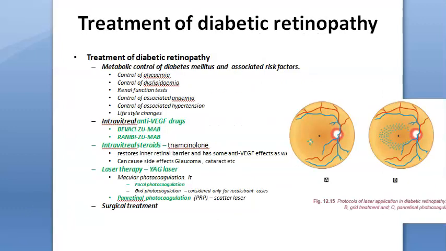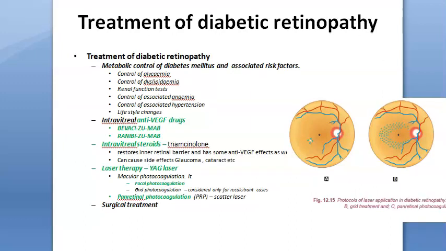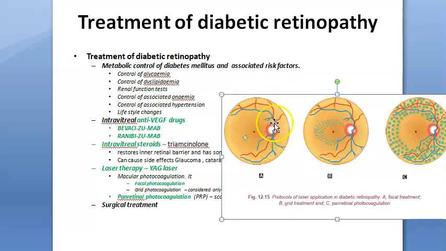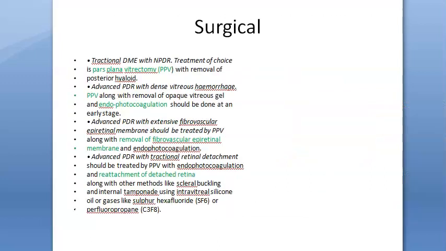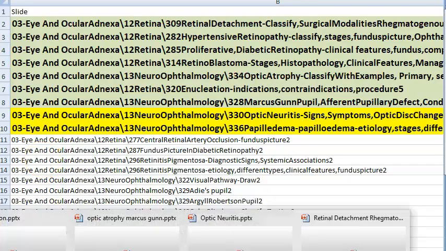Okay. So management, treatment: anti-VEGF drugs, Bevacizumab, Ranibizumab. Okay. YAG laser, photocoagulation. All these photos, do you remember how you are doing? This is focal, this is grid, and this is pan-retinal photocoagulation. Surgical, you have pars plana vitrectomy, endophotocoagulation, etc. Next, let's move to retinoblastoma, guys.